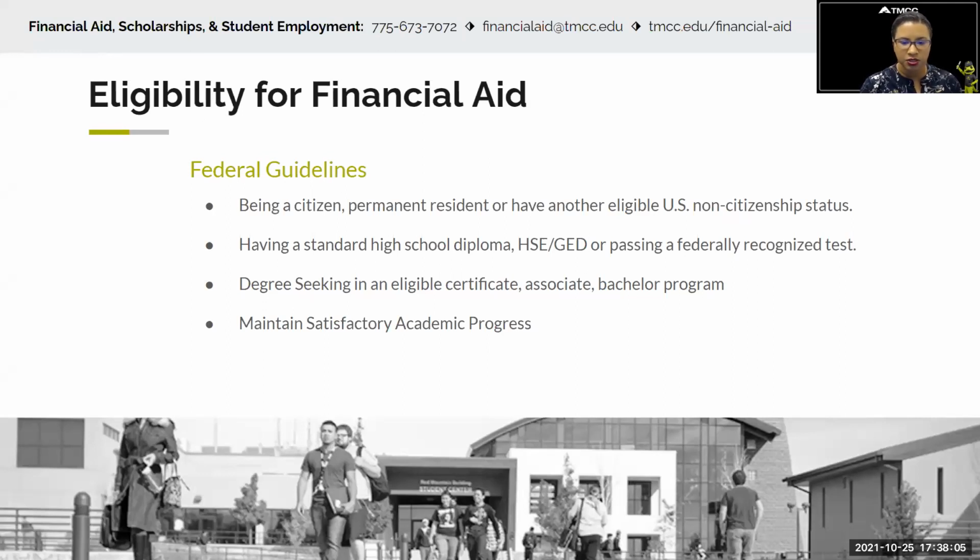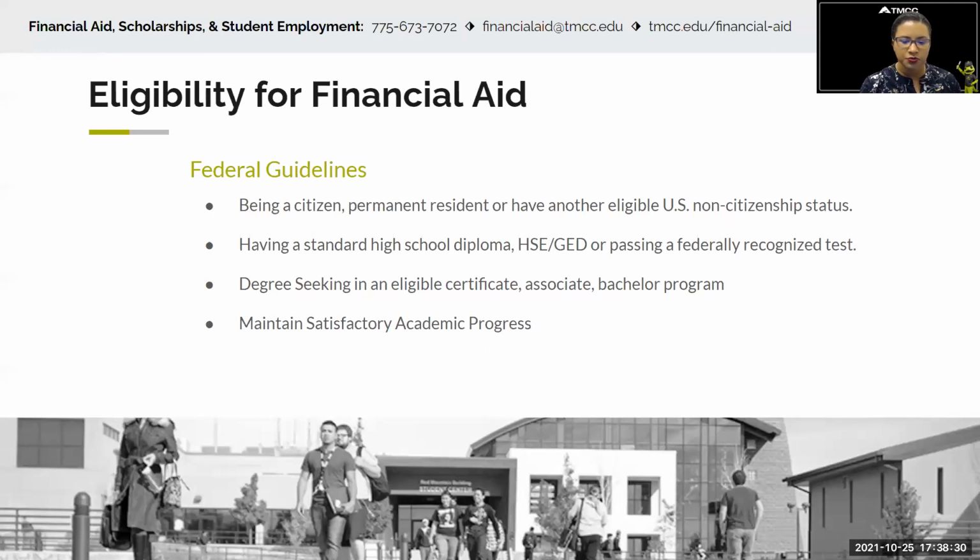And then you have to maintain satisfactory academic progress. What that means is once you've received some aid and you want to continue to receive it, you have to maintain a 2.0 GPA. You have to keep a 67% completion rate. So 2 out of every 3 classes you attempt, you have to finish all the way. And getting an F does count as not completing the class.